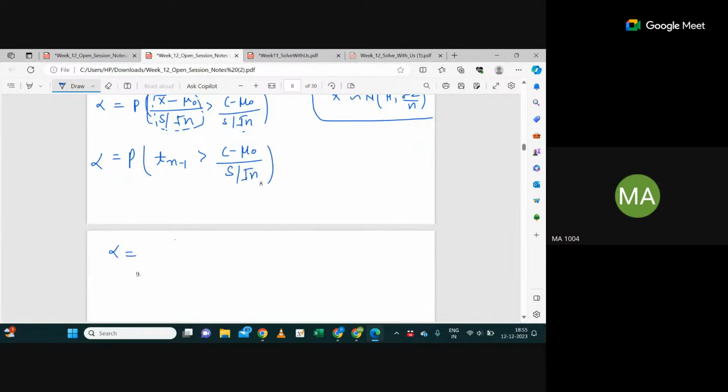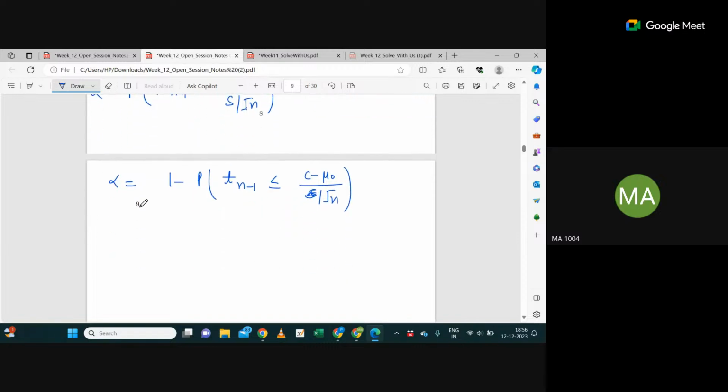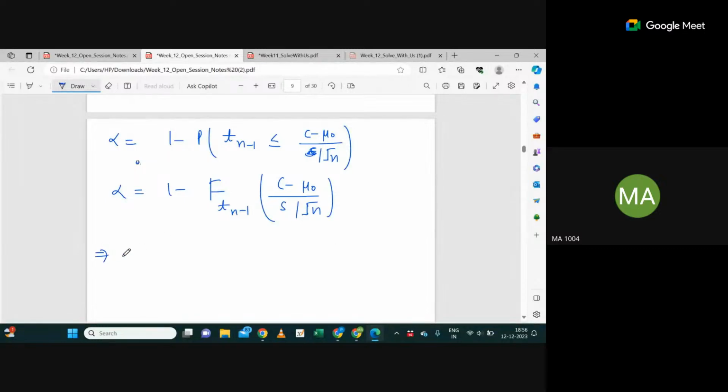We have to convert in F Z form, right? Not F Z. Here it will be F T. So to convert in CDF, I have to do less or equal to, right? It will be T n minus 1 less or equal to C minus mu naught divided by S by root n. Here I'm doing in general. I will take one example related to this, don't worry. So it will be alpha equals 1 minus F T n minus 1 of C minus mu naught divided by S by root n. So now what can I do next? This is something you got, right? How I converted in the CDF.